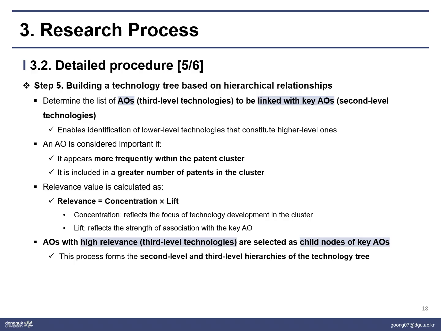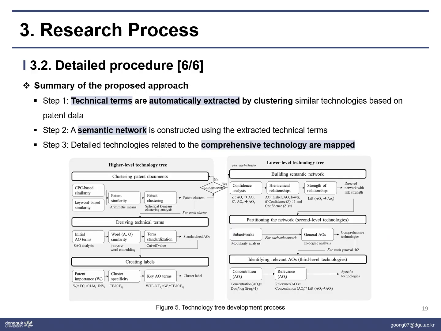Third-level AOs are determined based on their connections to the second-level AOs. An AO is considered more important if it appears frequently within a patent cluster and is included in a large number of patents. The hierarchical structure is then constructed based on the relevance values derived from association rule mining. To provide a clear overview, the process mentioned above is summarized in Figure 5.